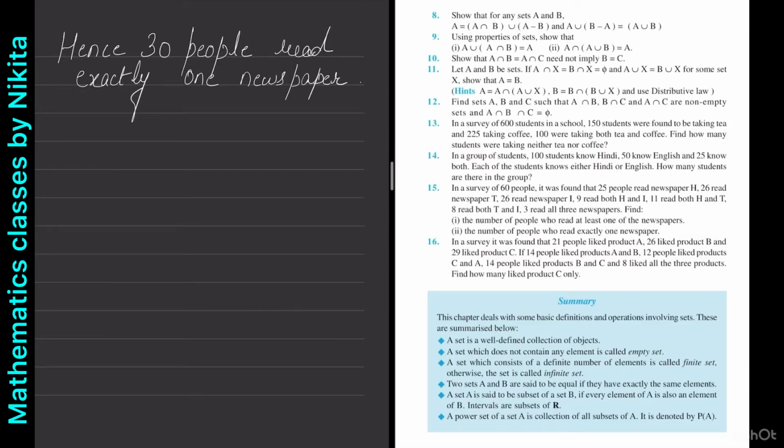Now let's do the last question of this exercise. So question number 16 says that in a survey it was found that 21 people liked product A, 26 liked product B and 29 liked product C. If 14 people liked product A and B, 12 people liked product C and A, and 14 people liked product B and C, and 8 liked all the 3 products, find how many liked product C only. So you have to find the number of people who liked product C only.